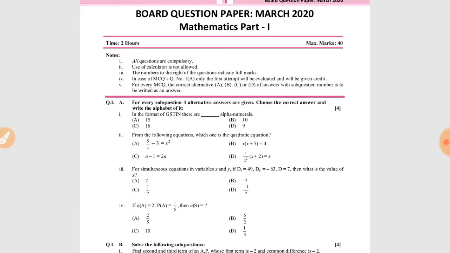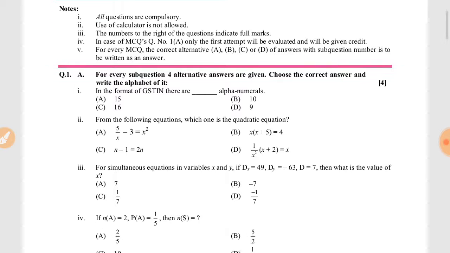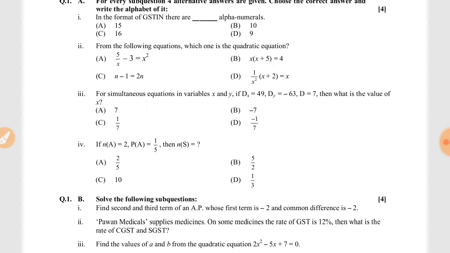Now, as we discussed, question 1 is divided into 2 sub-questions. Question 1A, for every sub-question, 4 alternative answers are given. Choose the correct answer and write the alphabet of it. It has been explained very properly. So, one statement is given, 4 options are given. You have to write the number of that statement and in front of it the option letter of that option. So, in this way there are 4 questions. There is no option. It is for 4 marks.